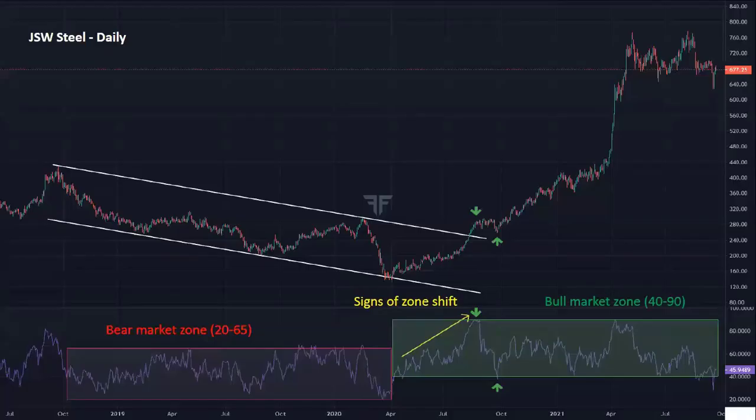So that was all that I wanted to talk about in today's webinar. Let me reiterate, I spoke about 5 aspects in today's webinar. One was divergence, the other was failure swings, the third was hidden divergence, the fourth was RSI bull and bear market zones, and the fifth was using RSI zones to identify shifts in the trend of a security.